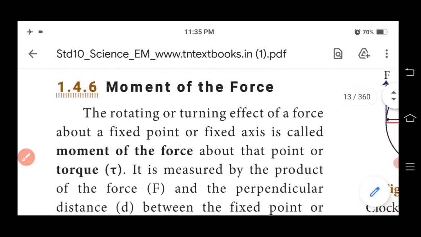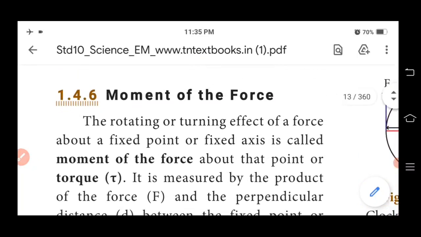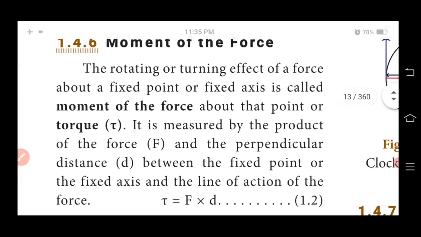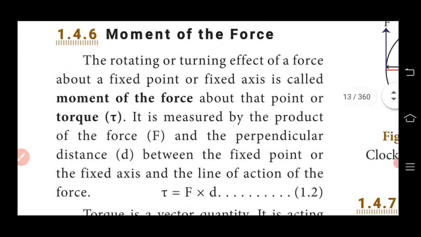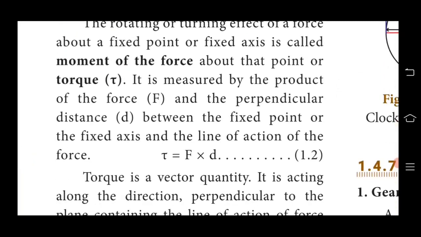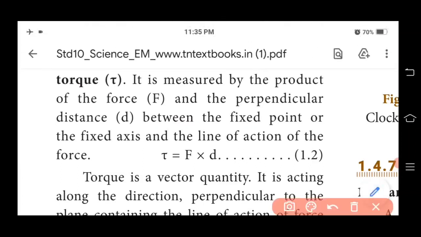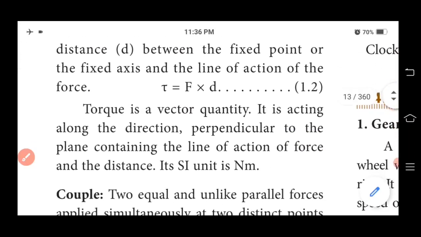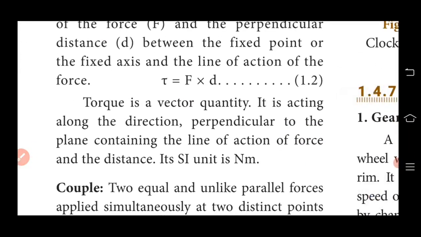Once again, let me explain the moment of the force. Moment of force is nothing but the rotating or turning effect of force about a fixed point. Moment of the force, or you can write torque, tau. The symbol for torque is tau, and tau equals F into d. And torque is a vector quantity.